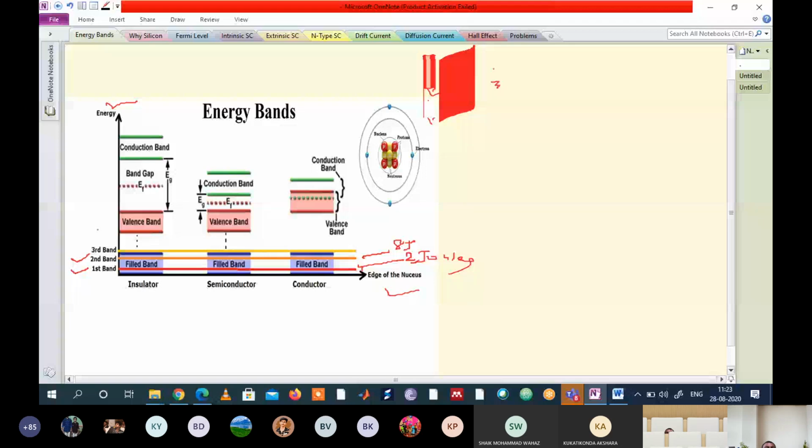Similarly, third orbit energy. Now can you tell me how many electrons are present in third orbit? And for example, how much energy is it carried by? Can anyone unmute your voice and tell me?